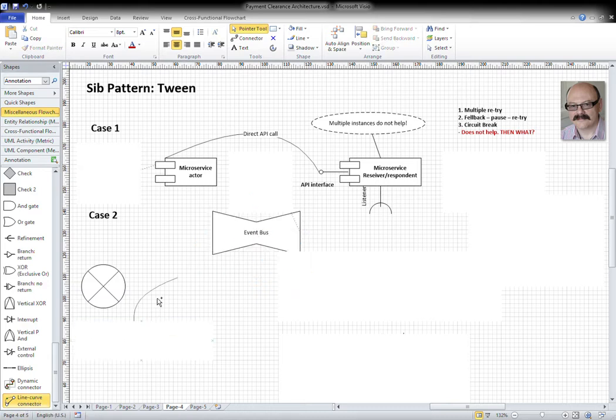In this case, we think that the microservice actor fires an event to the event bus, which in turn propagates the event to the microservice respondent through the push mechanism. It's also a legitimate pattern. Many people use it and it also works fine, but let's see what might happen with that.